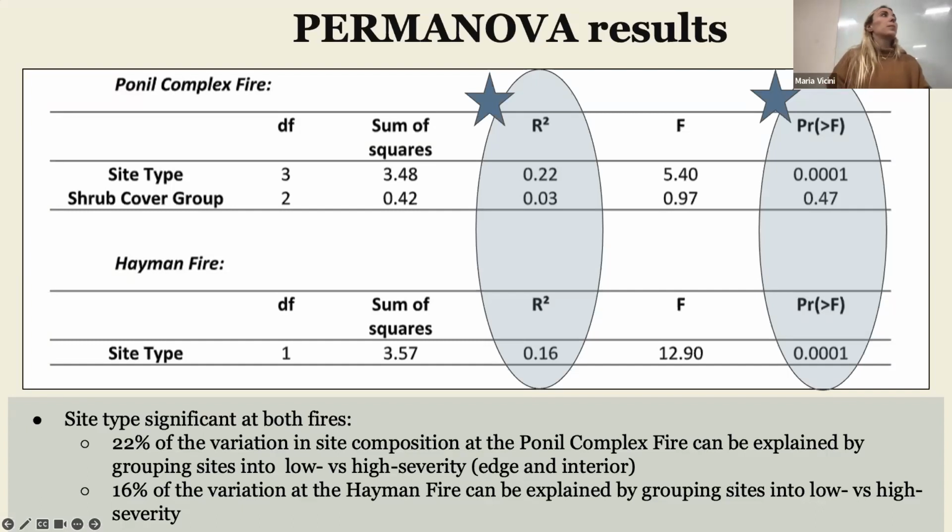Finally, when I tested the shrub cover group with the PERMANOVA, it was not significant for the Poniel Complex Fire, explaining only 3% of variation across sites. This is probably because across the board, pretty much all sites at the Poniel Complex Fire had relatively high shrub cover.